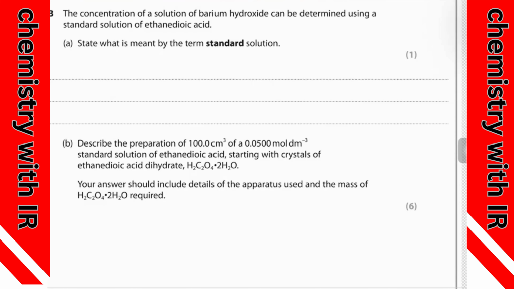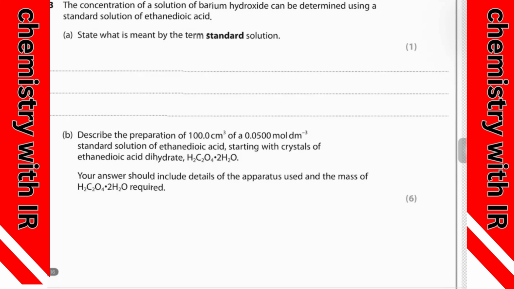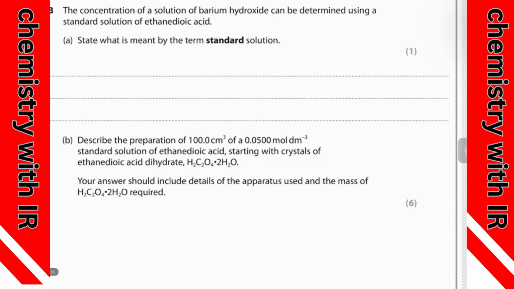Then in the next question, the concentration of a solution of barium hydroxide can be determined using a standard solution of ethane dioic acid. State what is meant by the term standard solution. The solution whose concentration is known is called a standard solution. Solution of known concentration.